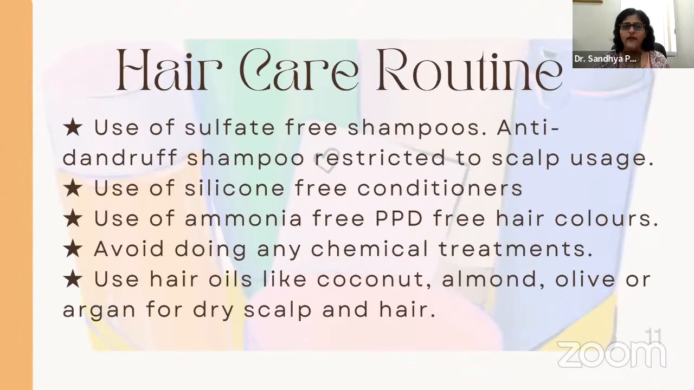Now we come to hair care routine. Use of sulfate-free shampoos. The keywords will be SLS or SLES free. Then anti-dandruff shampoo, restricted to scalp usage. Use of silicone-free conditioners. Use of ammonia-free, PPD-free hair colors. Then avoid doing any chemical treatments. Use of natural hair oils like coconut oil, almond oil, Moroccan argan oil, or olive oil for dry scalp and hair.